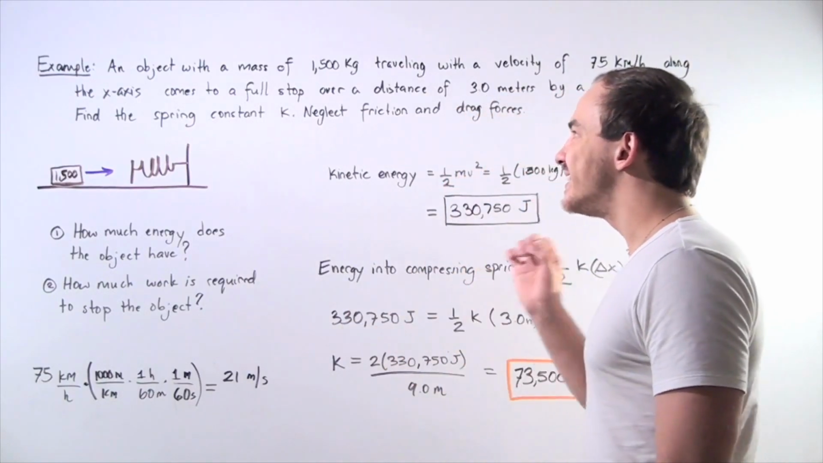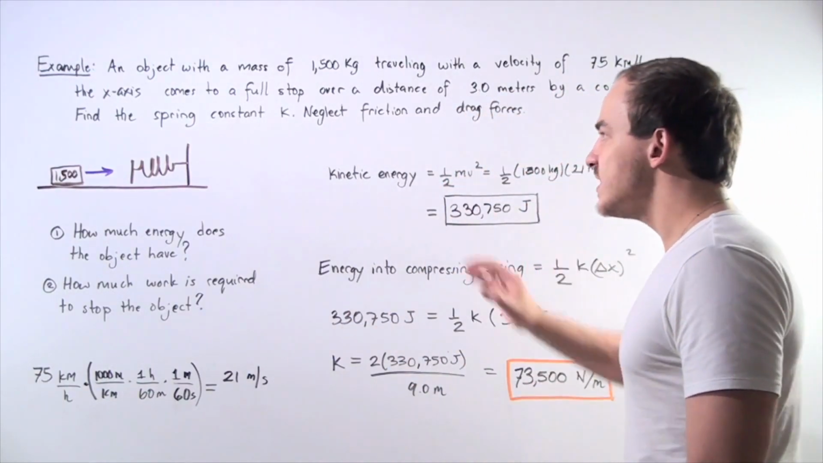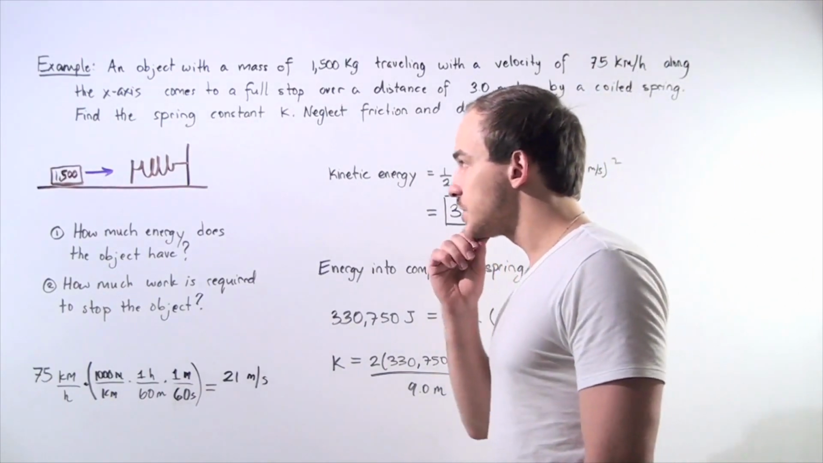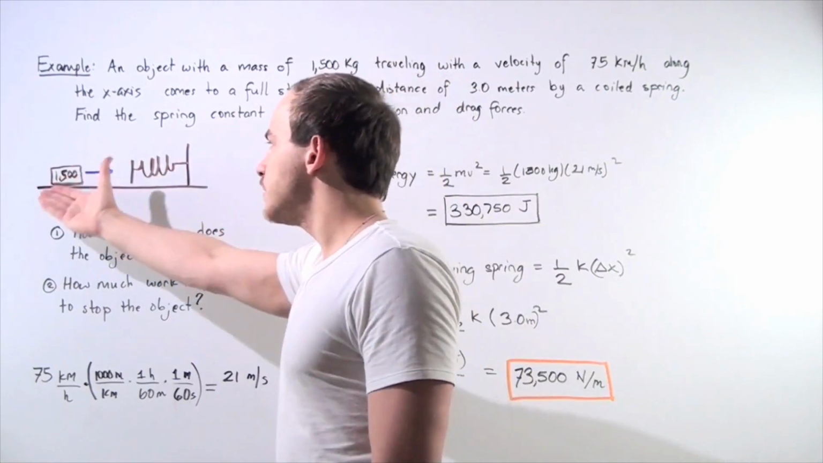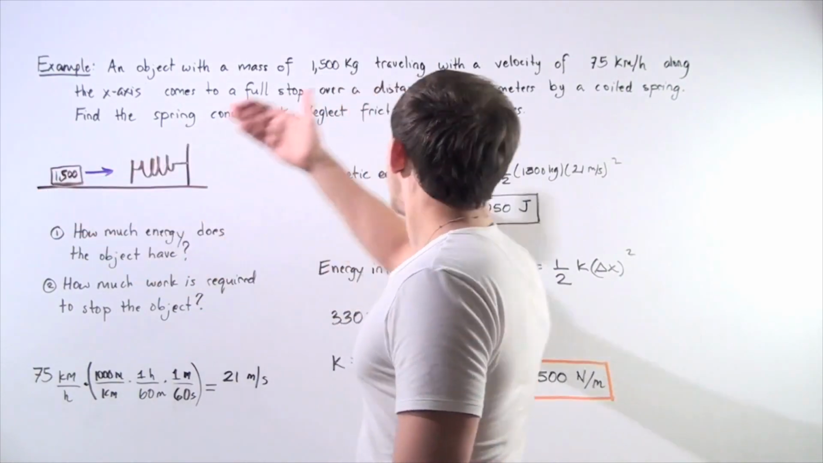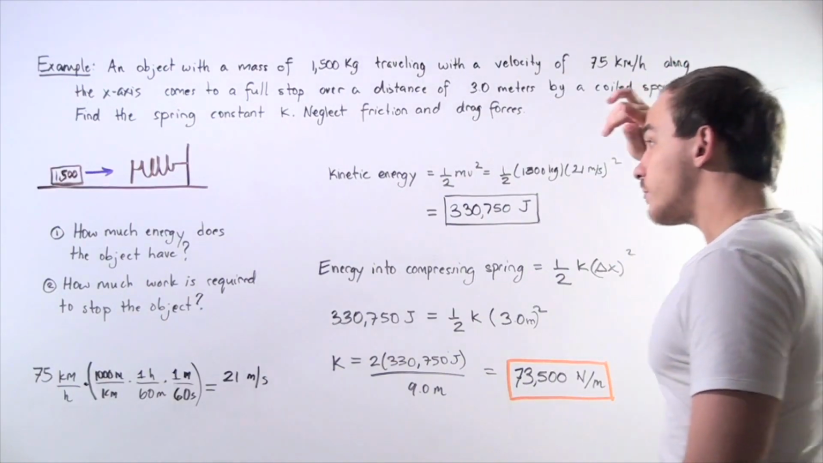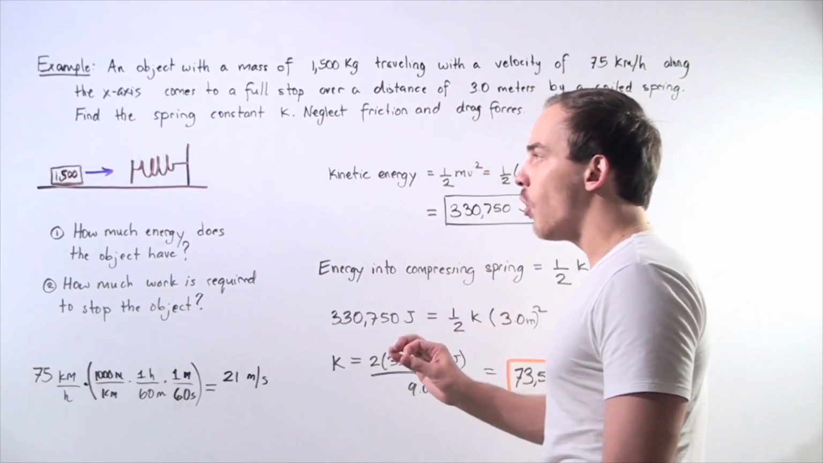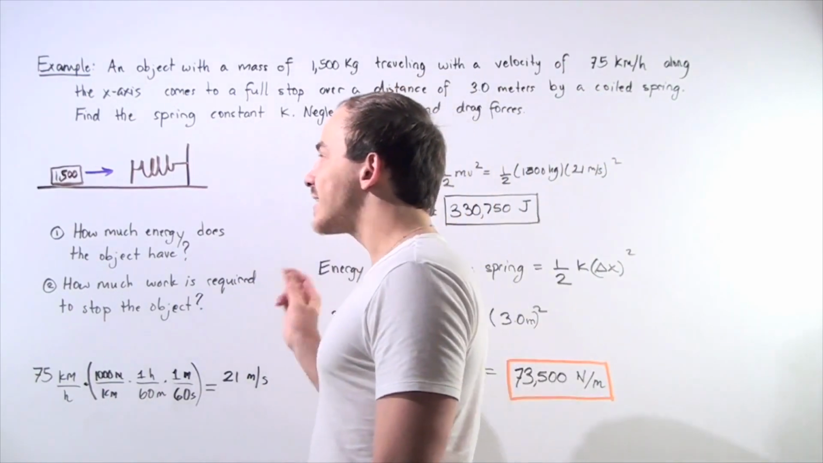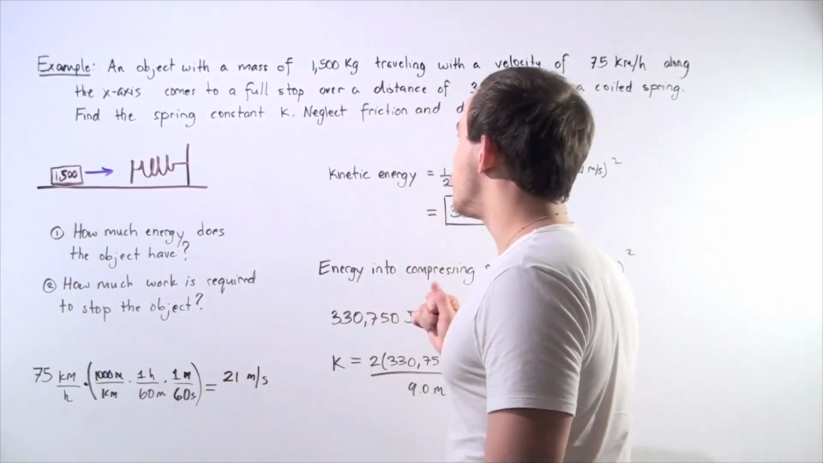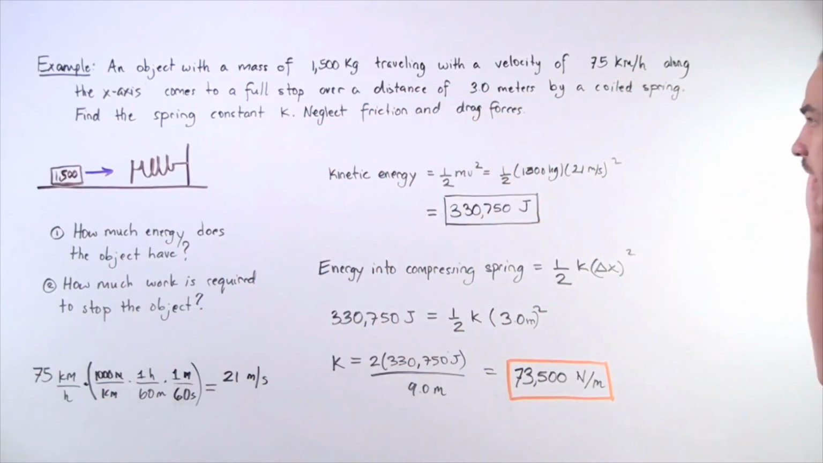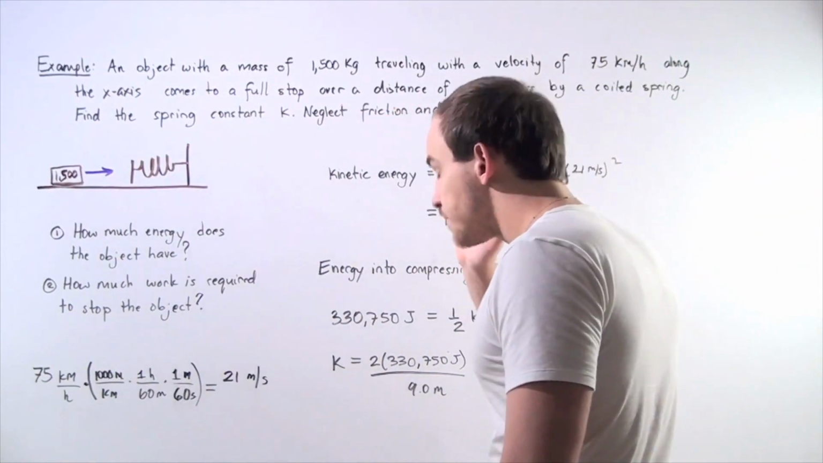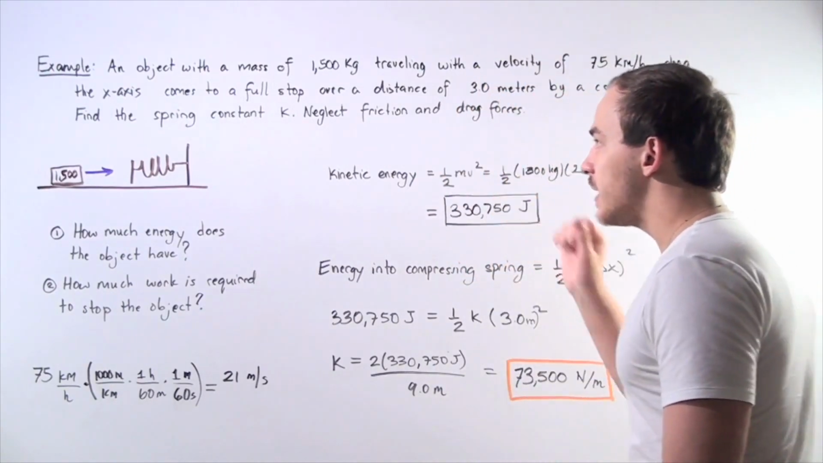So let's begin by assuming that there is no friction and that there are no drag forces such as air resistance. So here we have the diagram. We have an object traveling along the ground with some velocity given by this value. Eventually our object hits the spring, and the spring creates a non-constant force that acts on the object, stopping it from a velocity of 75 kilometers an hour to a velocity of 0 kilometers an hour over a distance of 3 meters. Given that information, we want to find the spring constant.